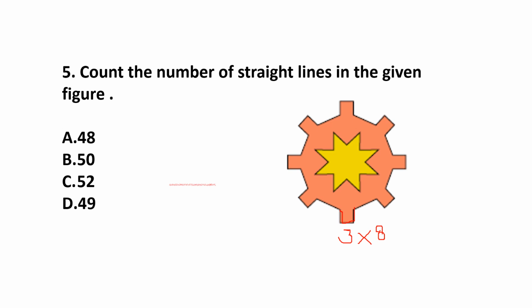And how many connecting lines? These lines. These are also 8. So we'll add 8 also. And then in yellow part, there is total 16 lines. So how many total lines are there? 8 multiplied by 3 is 24 plus 8 plus 16. So total 48 lines are there. Answer is option A.